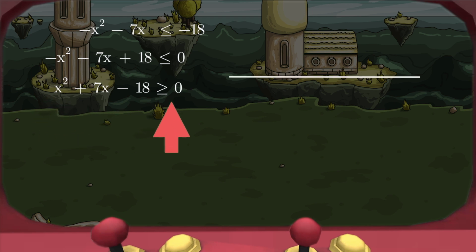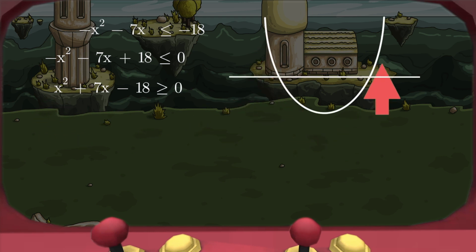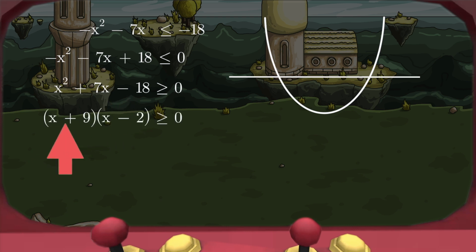So now I can simply go and draw my parabola with its legs pointing up and with the x-axis in. And then we are going to factorize this expression, and we get x plus 9 in brackets and x minus 2 in brackets, which is greater than or equal to 0. We treat this as a zero product rule. So what makes this bracket a 0? If x is minus 9. Very good. And what makes this bracket a 0? When x is 2.